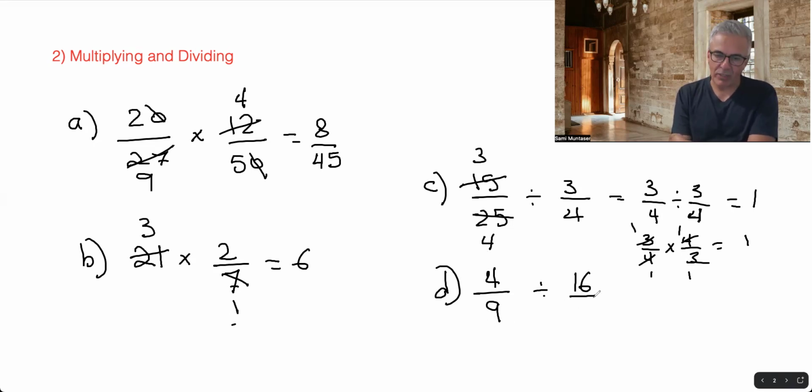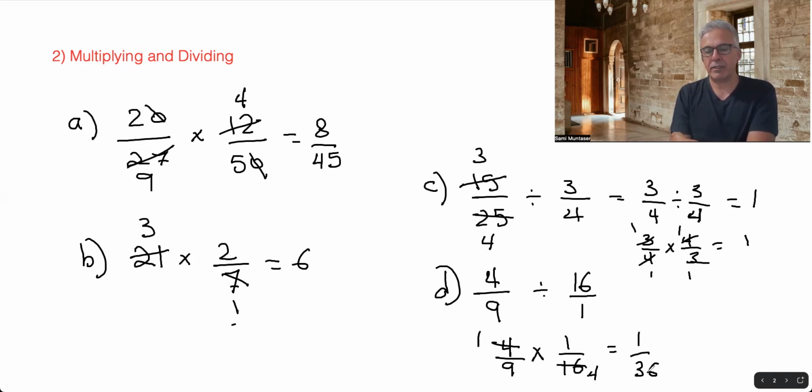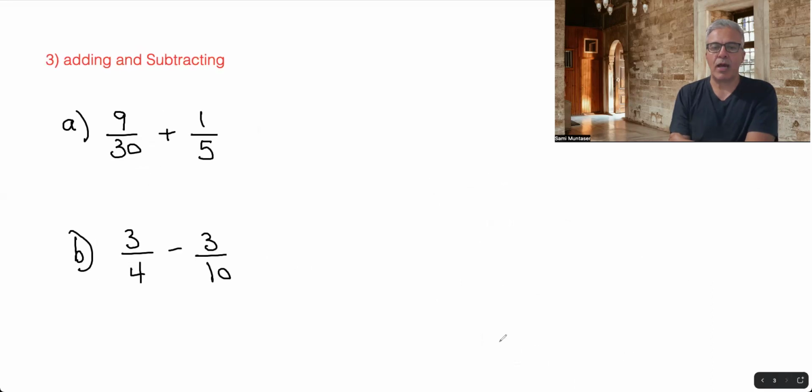Now here, I advise you to put a 1 over the 16. Now you change this to 4 over 9 times, flip this 1 over 16, and now I could reduce diagonally. 4 goes into itself once, it goes into 16 4 times. We have 1 times 1 on top, and we have 9 times 4 on the bottom, which gives me 36. Let's go to adding and subtracting, and that's the last thing we will do.